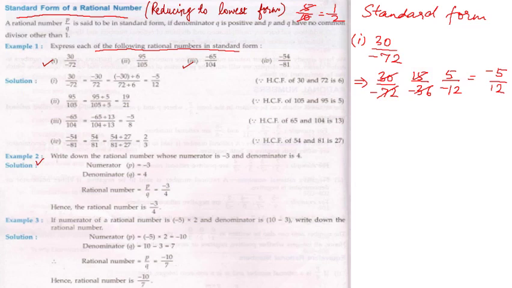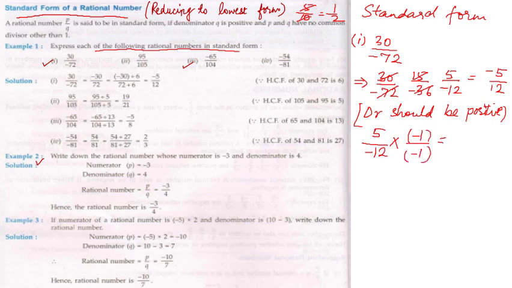5 by minus 12 is equal to minus 5 by 12. Don't get confused how I have written. The basic concept is that the denominator should be positive. We have to try to make it positive. So what are we going to do? When we got the answer as 5 by minus 12, I multiplied it with minus 1 by minus 1 and I got the answer as minus 5 by 12.